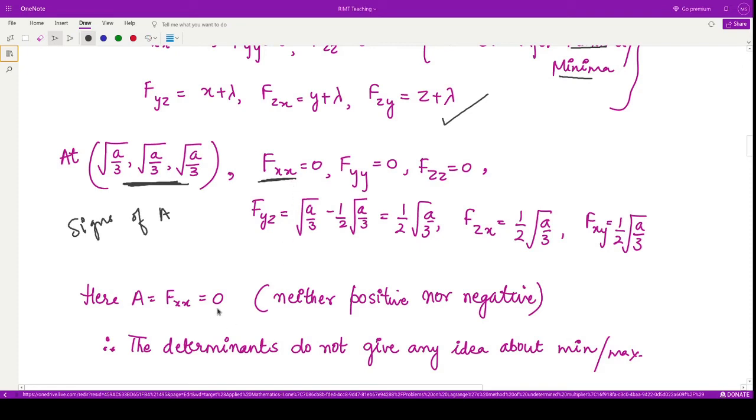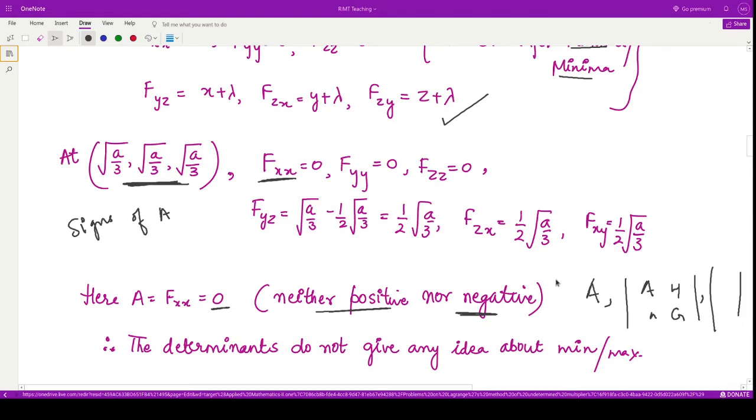So this is equal to 0. That means this is neither positive nor negative, so you cannot have any idea using the determinant method. For the determinant method, you go and check for a, and then you check this a, h, h, g, something like that, and then you look for the third order derivative. But here, because a is zero, you cannot proceed further.